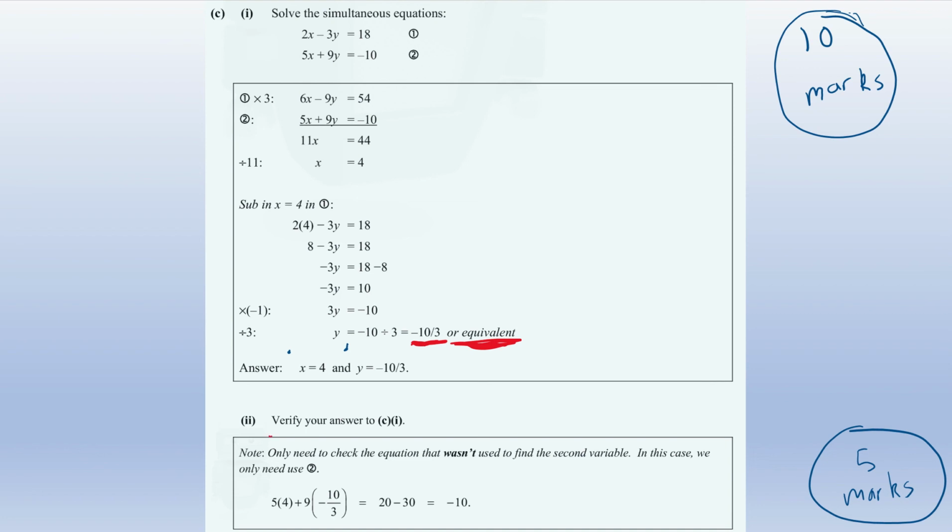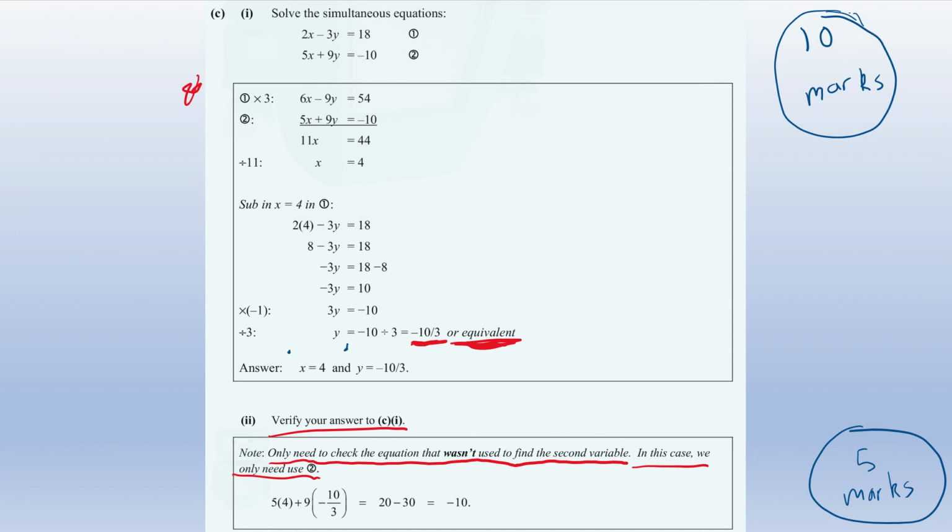And just for verifying your answer to C part I, I've made the point here. You only need to check the equation that wasn't used to find the second variable. So in this case, we only need to use our second equation. And the marking scheme here did the question the same way that we did ours. So that holds true for the way that we did our question as well.